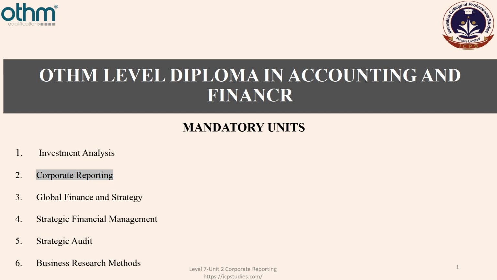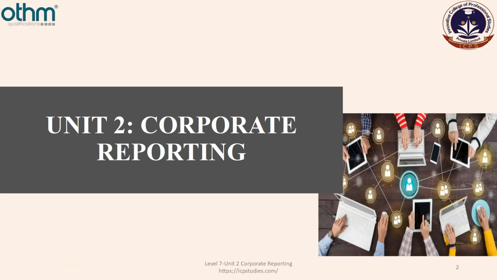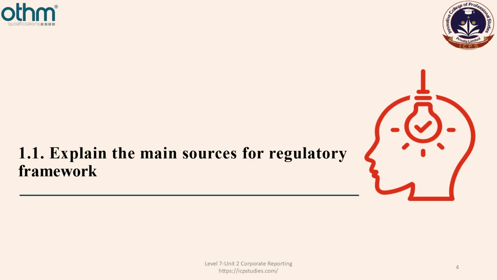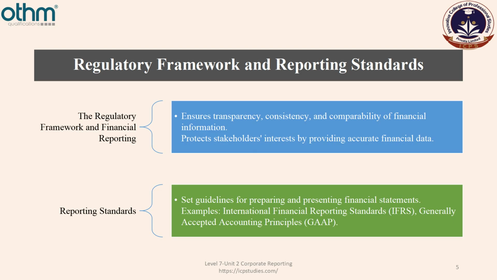Hello everyone. So today we are going to discuss Unit 2 of OTHM Level 7 Diploma in Accounting and Finance. Today we will discuss Unit 2, that is Corporate Reporting. First we have the first learning outcome, in which we will try to understand the accounting and finance regulatory framework. The first assessment criterion is to explain the main sources for the regulatory framework.